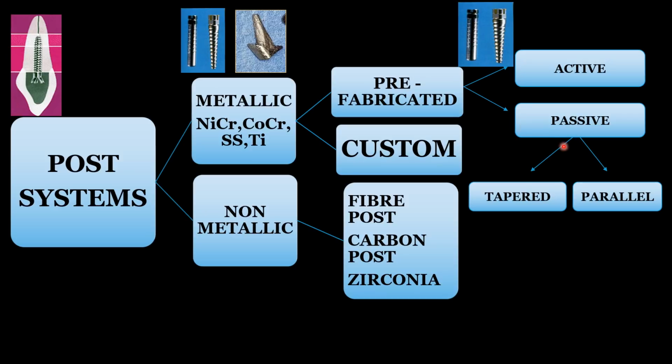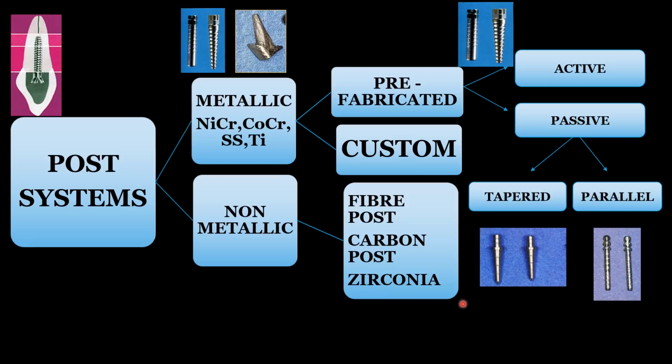The passive post can be tapered and parallel. The tapered post, they just mimic the natural canal shape. Just see the picture. But they provide minimum retention amongst the three. The parallel post, they provide greater retention than the tapered, but they need more tooth preparation and they place more stresses than the tapered post.